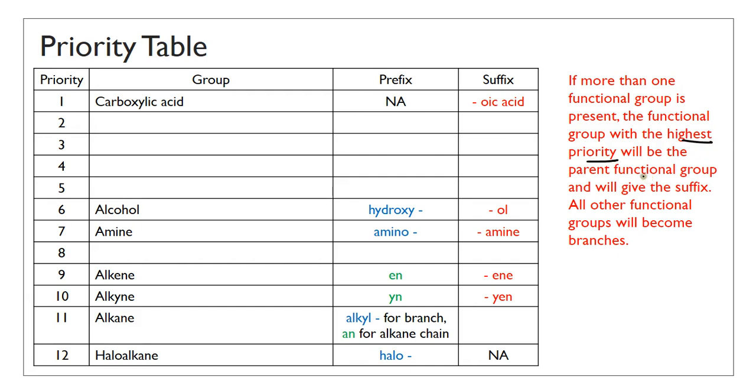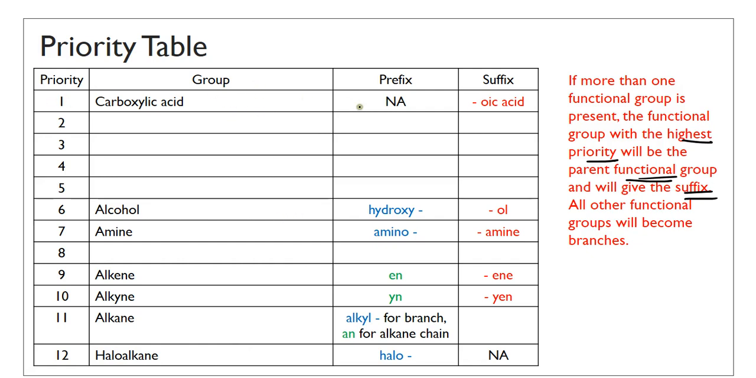Some people got confused by that in previous years. The functional group with the highest priority will be the parent functional group and will give the suffix. All other functional groups will become branches. This is not the complete priority table, and the priority table will go on for more than 12 entries, but you need to know 12 for VCE, and we're going to learn this many in this lesson, not this year. We have 2 more next lesson.